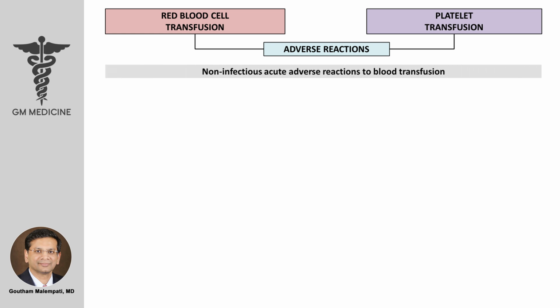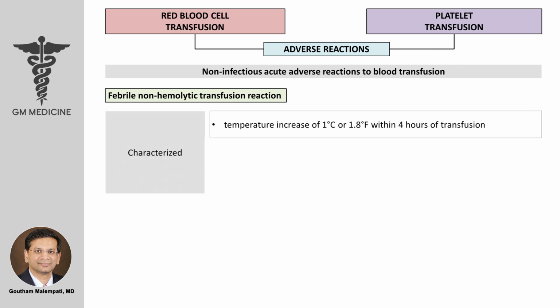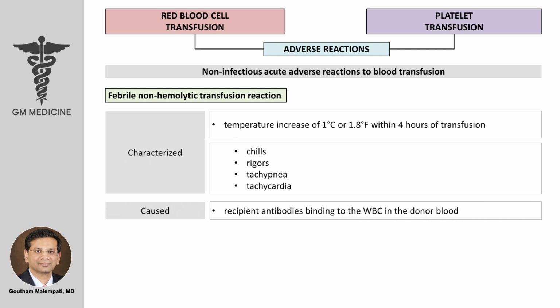Non-infectious acute adverse reactions to blood transfusion. Febrile non-hemolytic transfusion reaction is characterized by temperature increase of 1 degree Celsius or 1.8 degrees Fahrenheit within 4 hours of transfusion and is accompanied with chills, rigors, tachypnea, and tachycardia. It is caused by recipient antibodies binding to the white blood cells in the donor blood.